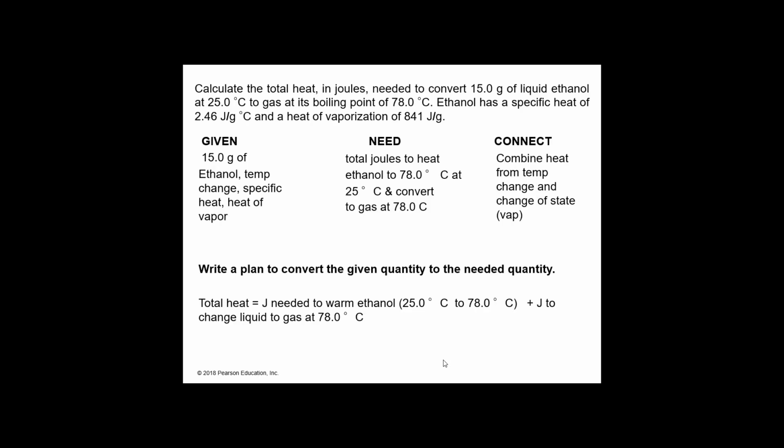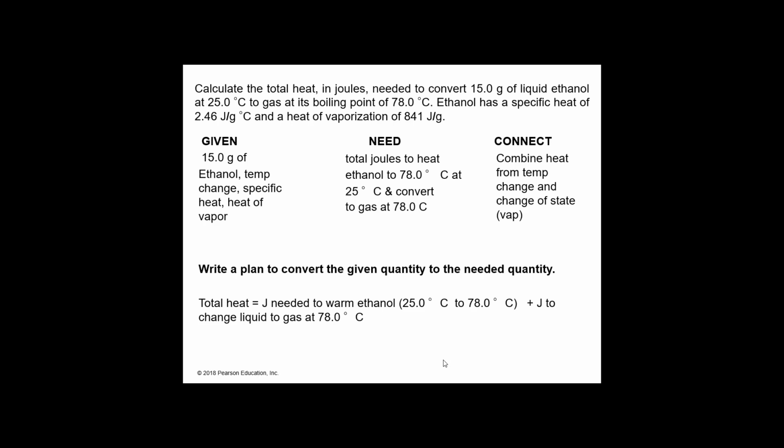Calculate the total heat in joules needed to convert 15 grams of liquid ethanol at 25 degrees Celsius to a gas at its boiling point. Ethanol has a specific heat, which is given to us, and a heat of vaporization. So we have everything we need for this problem. I've broken this up into what's given, what's needed, and how we need to connect.